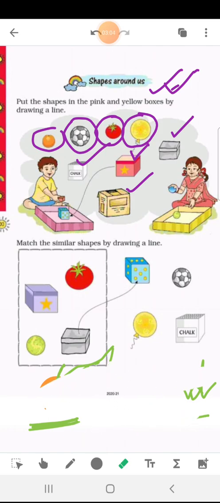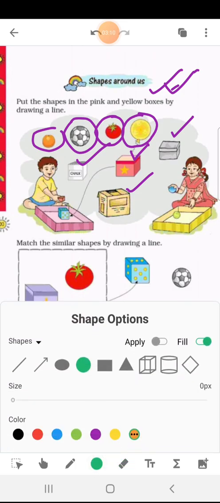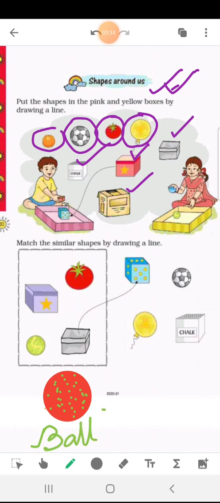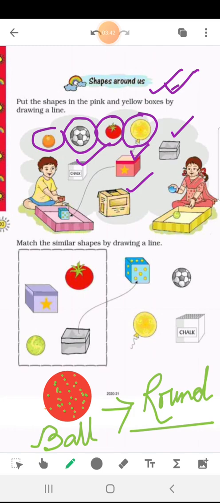Now let us see. Next one is a ball. So let me draw one ball. So this is a ball, suppose. This ball is also round. Let me decorate it a little bit. So this ball is also round. So you need to learn the name of the shape also.